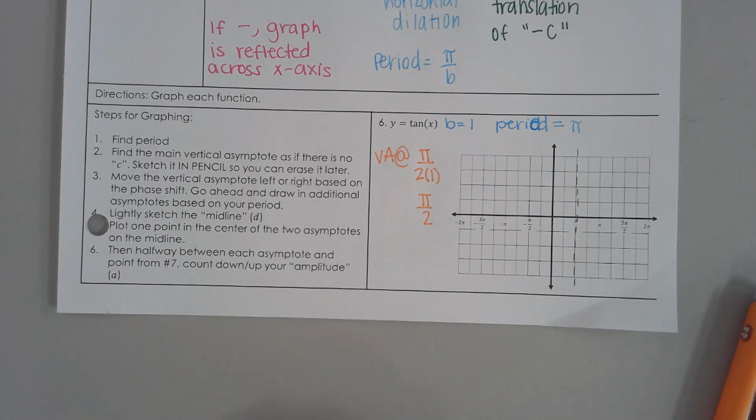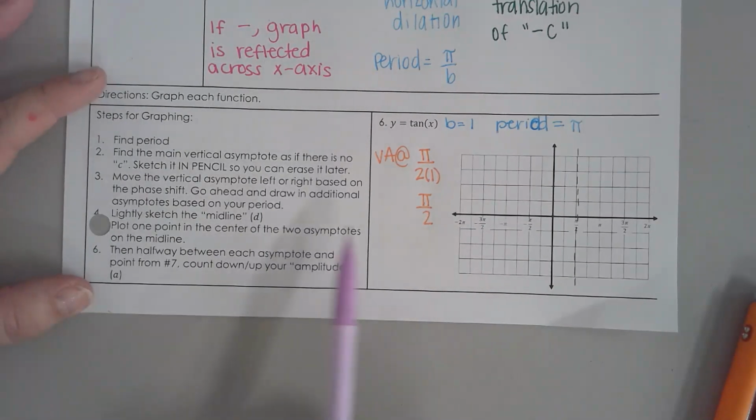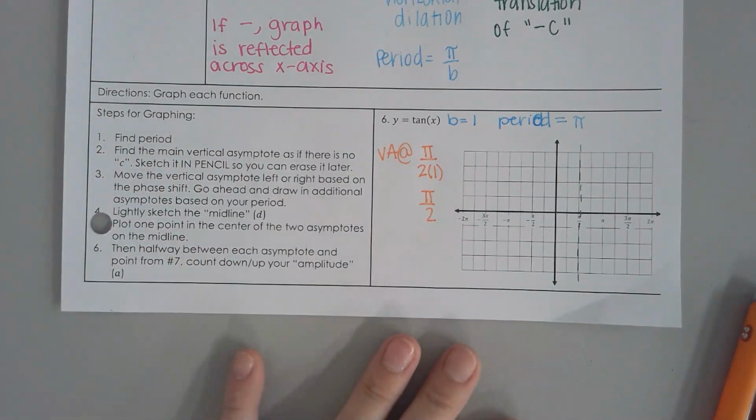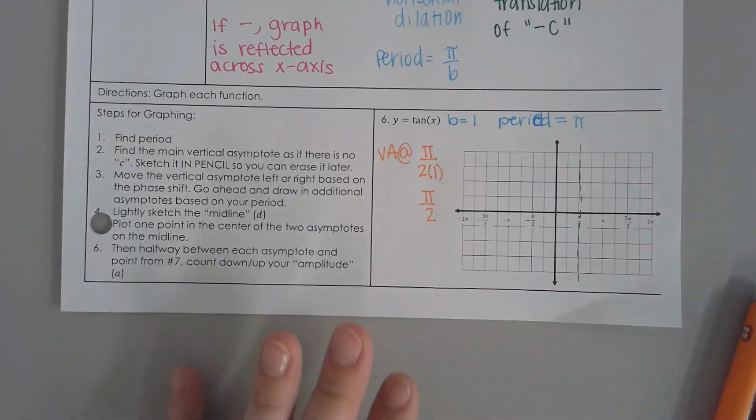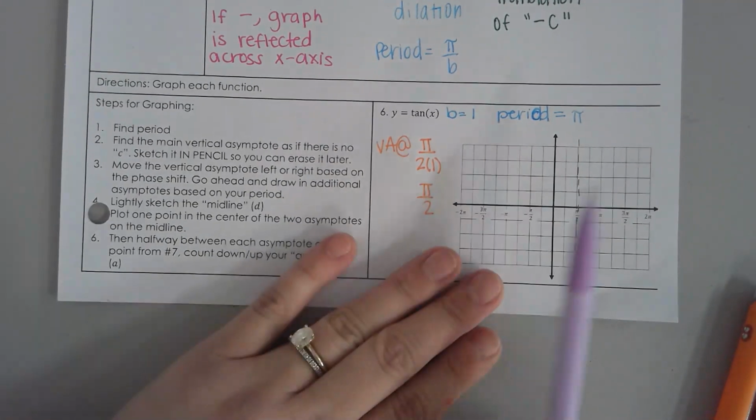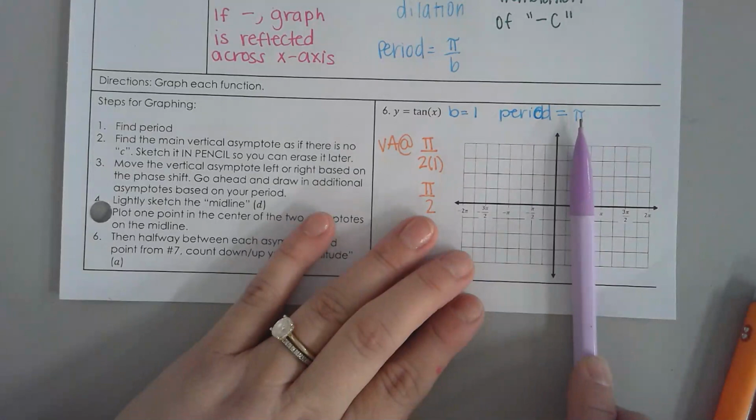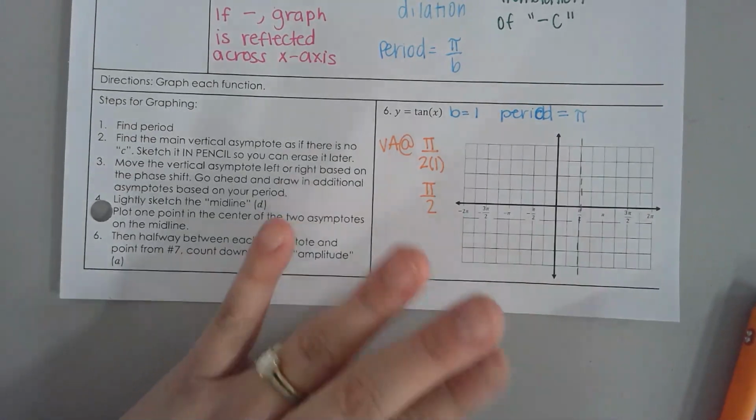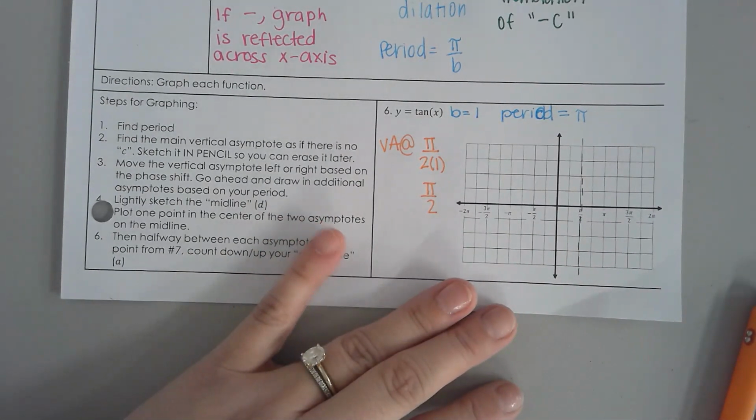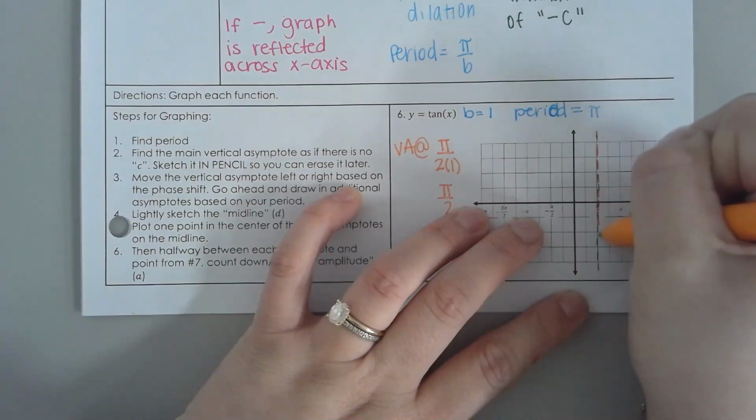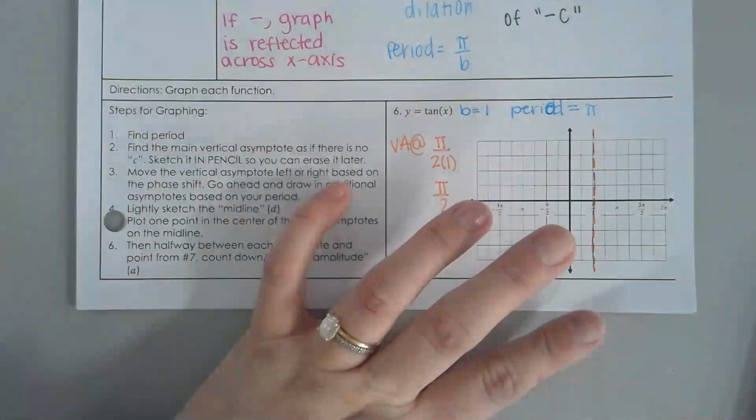Now here, and then let's see. Okay, so now I would look, if I had a C value that moves it left or right, I would take this vertical asymptote and shift it left or right before I officially drew it in. The thing is, we don't have that. So I'm going to go ahead and put that back in here. But sometimes we'll have to move them, so that's why I want you to do it in pencil first.